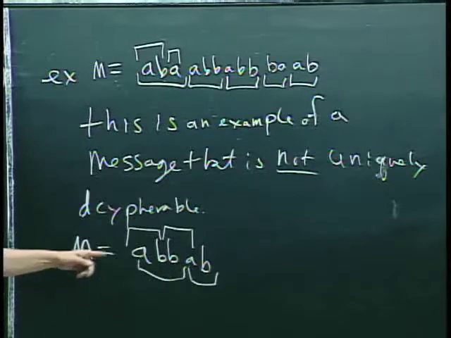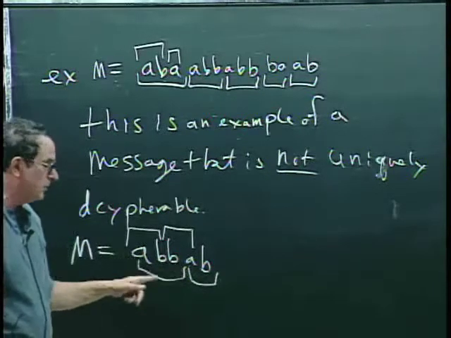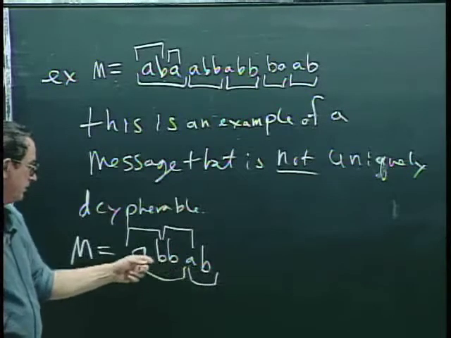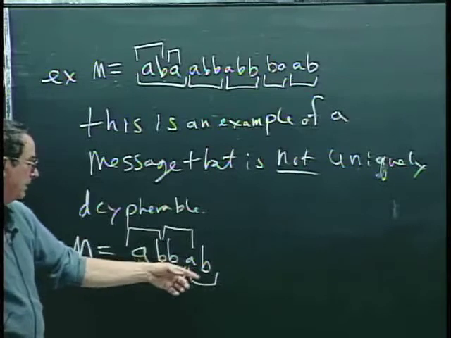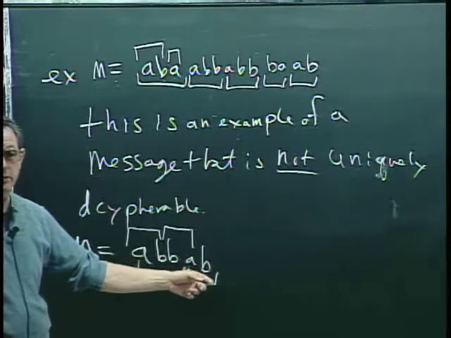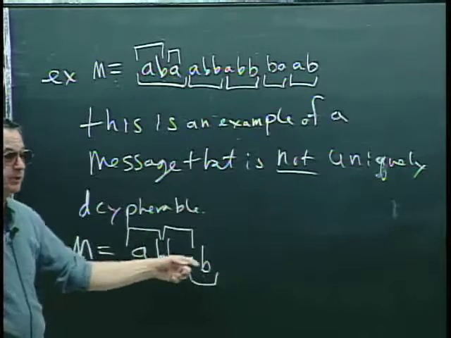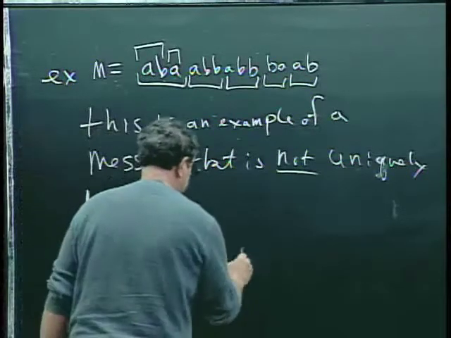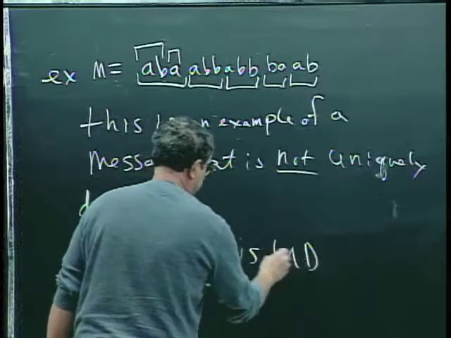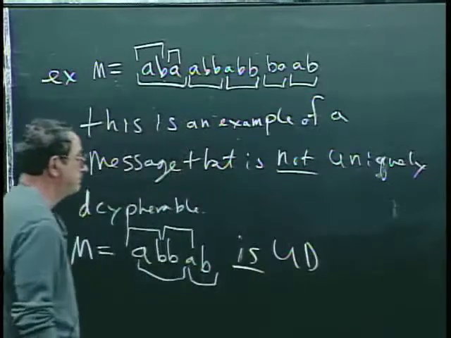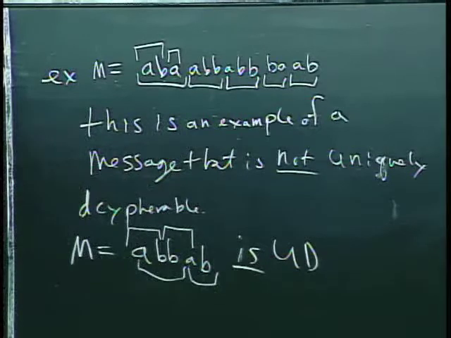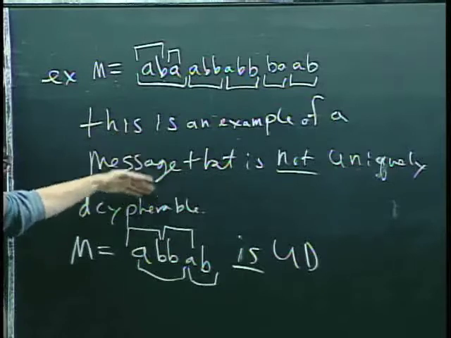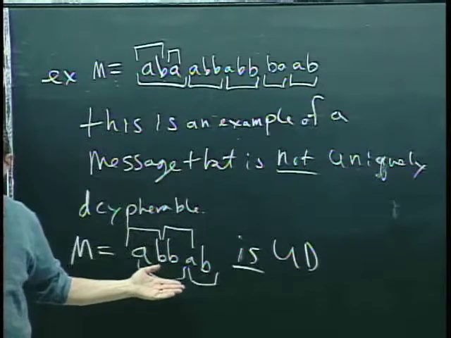Notice that you don't determine this is uniquely decipherable until you're at the very end. You're going along and you're able to parse it A, B, B, A, and so on, but you get to the end and you realize that the alternative parse isn't going to work. And this was the only parse. So this is uniquely decipherable. So we know what a code is, code words, messages. Some messages are not uniquely decipherable. Some messages are uniquely decipherable.